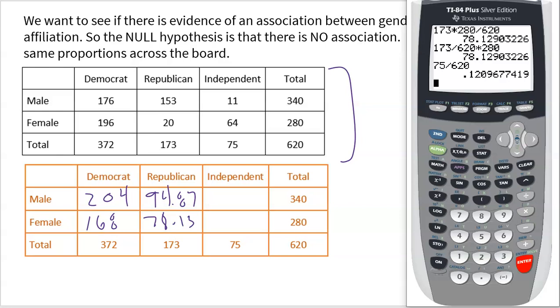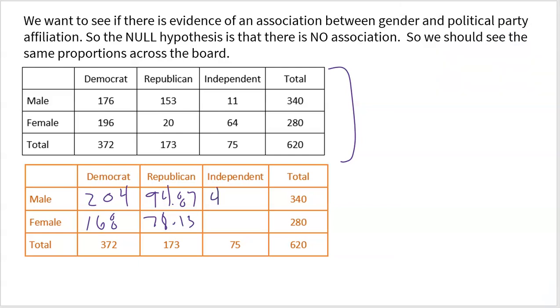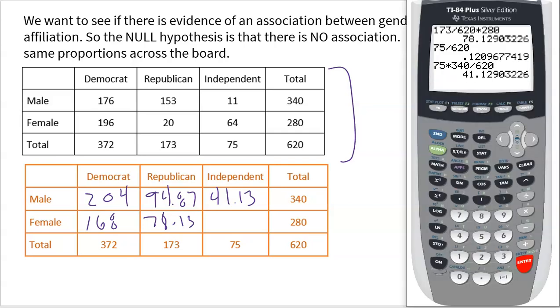And then, if I want to do this a little bit faster, I could do 75 times 340 divided by 620. That should put 41.13 males that should be independent. And then you look at that number and you're like, what? There were only 11. That number's way off. And again, that's all signs pointing to maybe there is an association. But that's why you actually have to finish the test up. So 75 times 280 divided by 620 is 33.87 for the females.